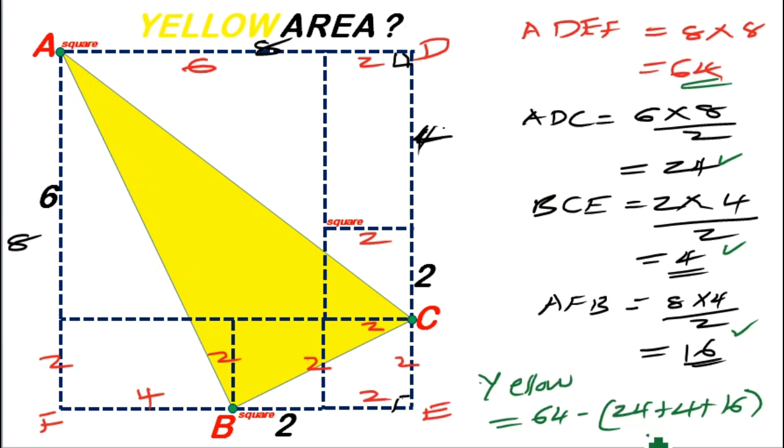So what do we have? 24 plus 16 is 40, 44. So 64 minus 44, you get 20. So the yellow area is 20 units square. Ladies and gentlemen, that is the simplest means to determine the yellow area in that given diagram.